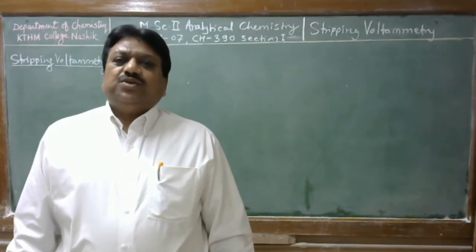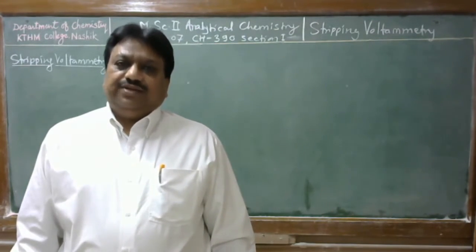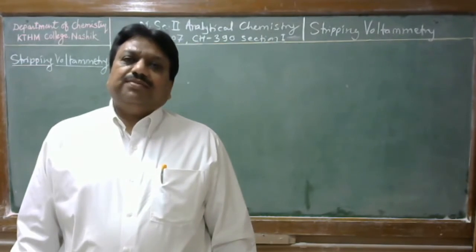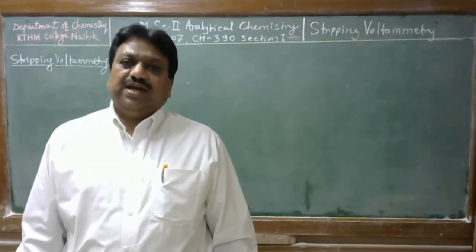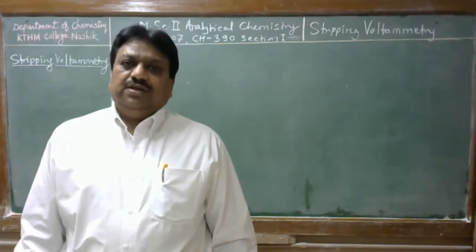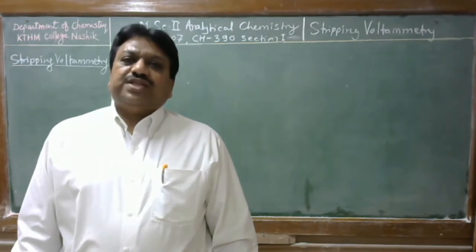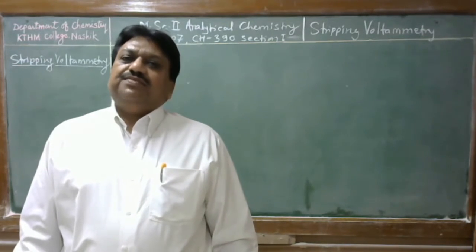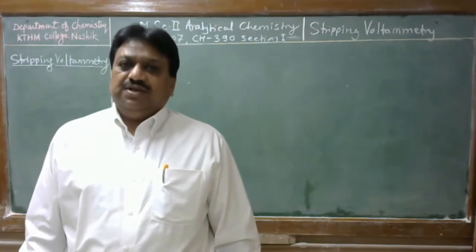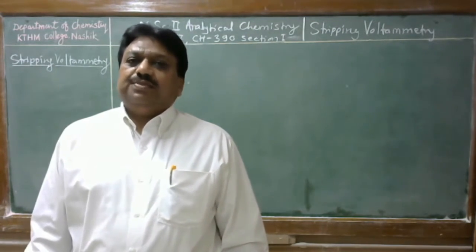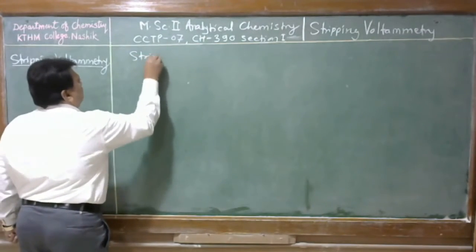Students, in today's lecture we discuss another voltammetric method of quantitative and qualitative analysis. This voltammetric method has a lower detection limit and is more sensitive than polarographic and hydrodynamic voltammetry. It is performed in two steps of analysis. The first step is a concentration step and the second step is called the stripping step. Therefore, the technique is called stripping voltammetry.